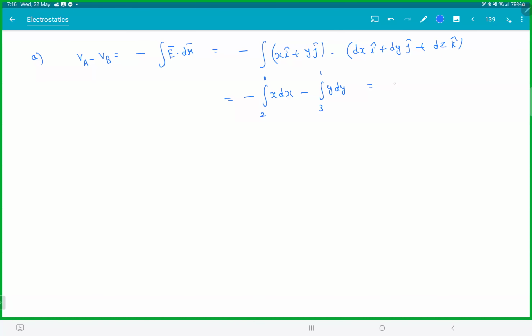That is x square by 2. That is 2 square minus 1, 3 by 2 plus 11 by 2.